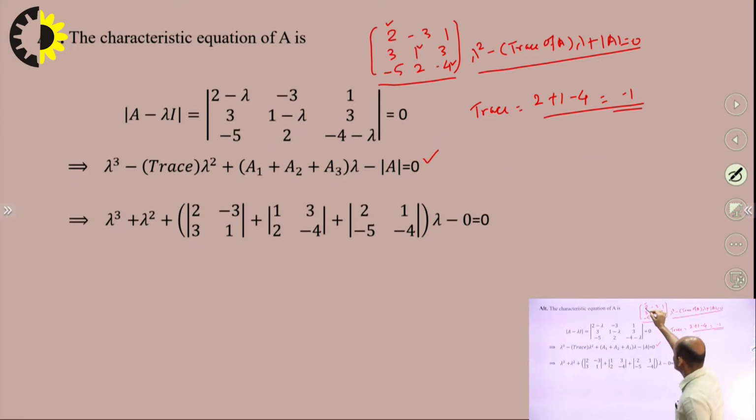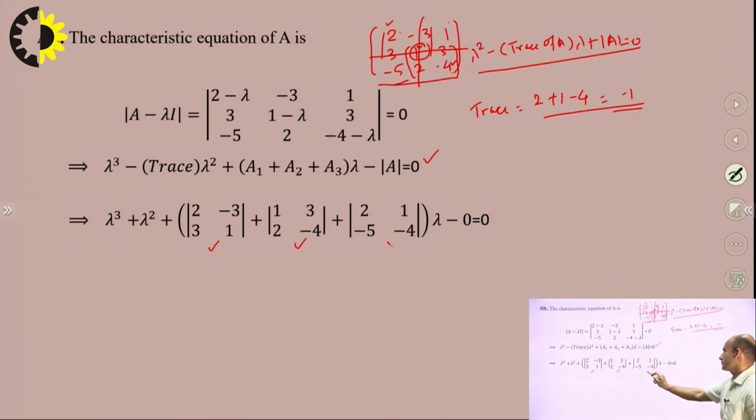So the first minor will be this one, that is 2, minus 3, 3 and 1. And the second will be from here: 1, 3, 2 and minus 4. And the third one is actually 2, 1, minus 5, minus 4, obtained by leaving the second row and second column, corresponding to this entry. So we have 2, 1 and minus 5, minus 4 here. So these are the 3 minors here, and then minus A determinant. In this example, the A determinant is actually 0.